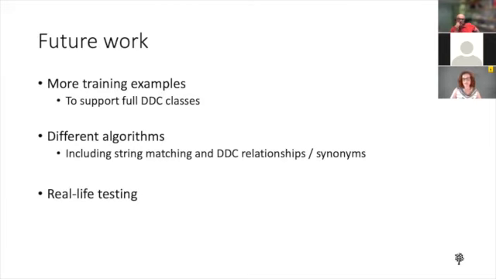In the future, we need more training examples, and 3 years have passed since, and we are now actually working with a much larger set. And we also want to support full DDC classes, not just the top 3 levels, in order to make them meaningful for use in operative information systems. Also, for the lack of training, we plan to use string matching or the third approach from our table called document classification to take advantage of the vast hierarchies of DDC as well as related index and synonyms. And certainly this involves real-life testing, which I'll be happy to talk about more in the discussion.